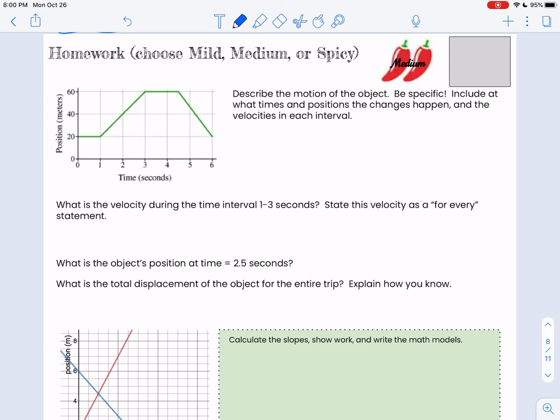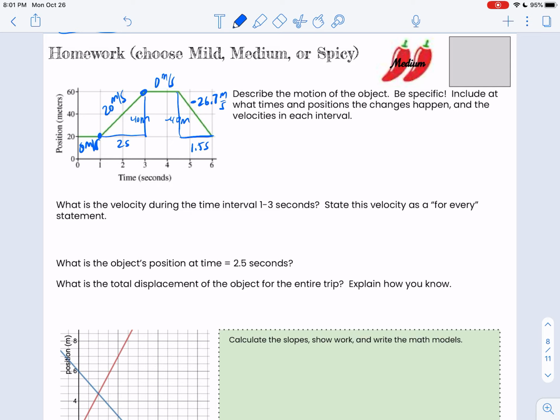So the first thing I see is the object is stopped, in this flat part. And from here to here, I'm going 2 seconds, 40 meters. So that's going to be a positive 20 meters per second speed. 0 in this interval. And here I have about 1.5 seconds and negative 40 meters. So that is going to be negative 26.7 meters per second. So slightly faster than on the way there.